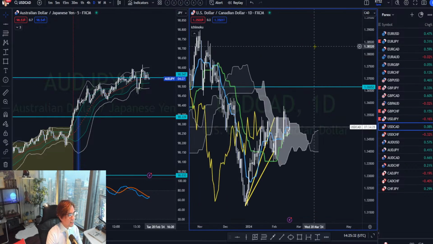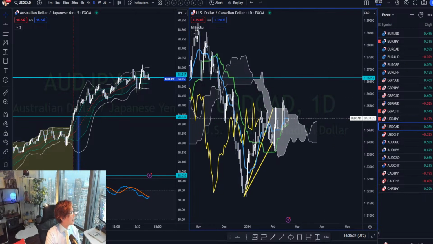And USDCAD is range because the Kumo, Senkou span A and B, are both flat, and the price is within the Kumo. Okay, and the Chikou span is touching. So to me, this is range.